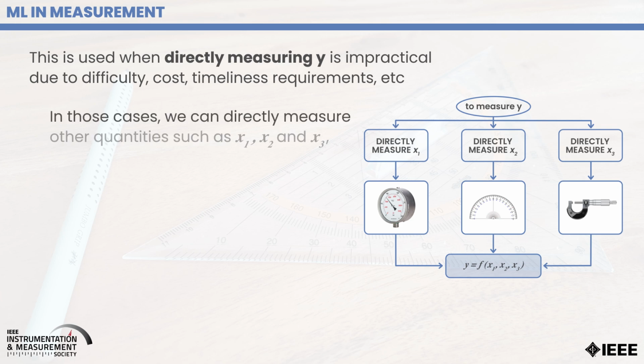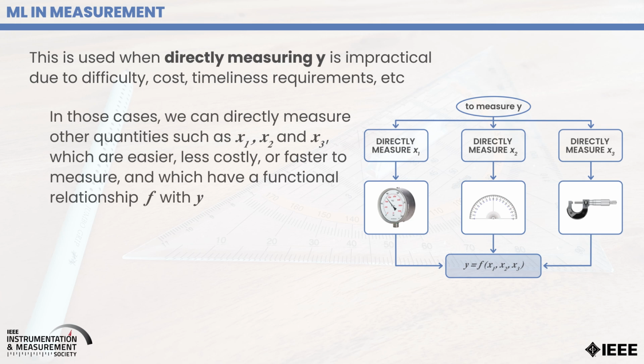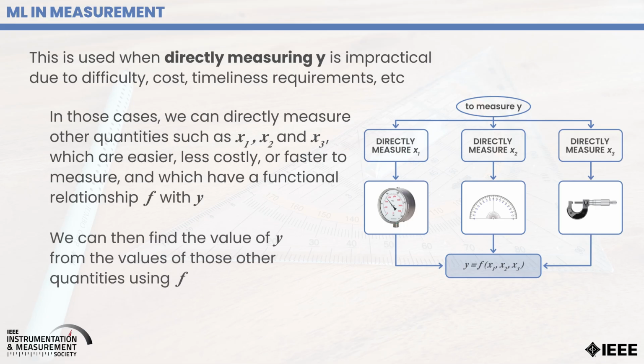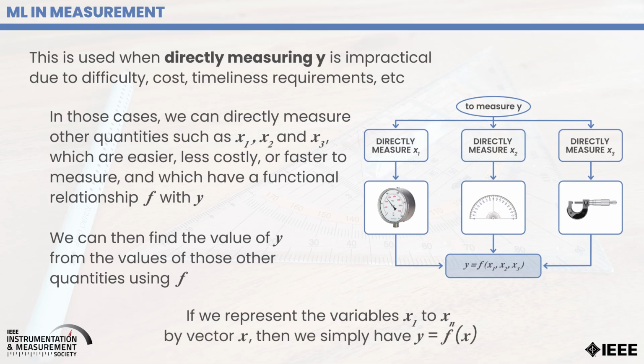In those cases, I may be able to measure directly some other quantities like x1, x2, x3 in this example. And if I know the functional relationship f between those x's and the y, then I have indirectly measured y, because y is equal to f of x1, x2, x3. And if I represent x1, x2, x3 as just simply the vector x, then I simply have y is equal to f of x. Now the question is, how do we determine this f?